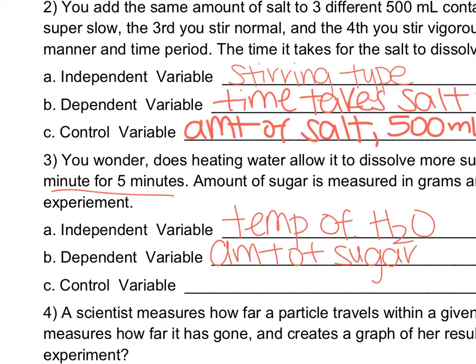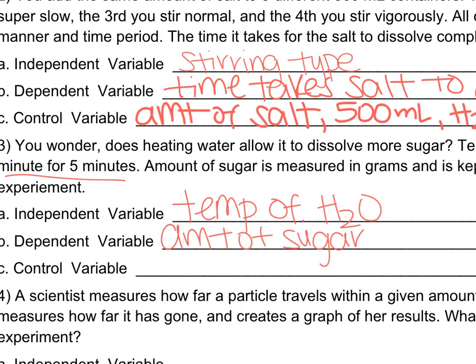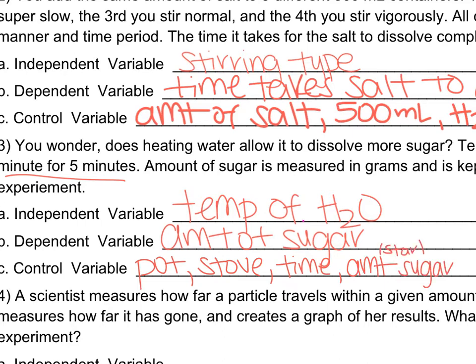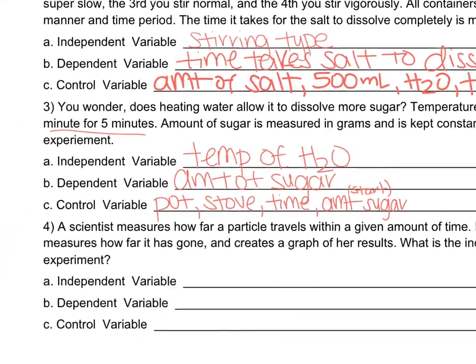Okay, controlled variables. We are keeping it in the same pot. We are using the same stove. We are measuring every minute, right? So the time increments are the same. We are going to start with the same amount of sugar. So that's the starting amount is going to be the same. All right, let's look at number 4.